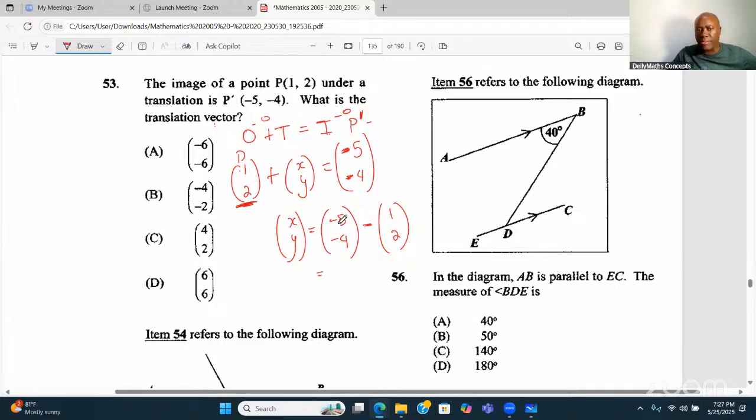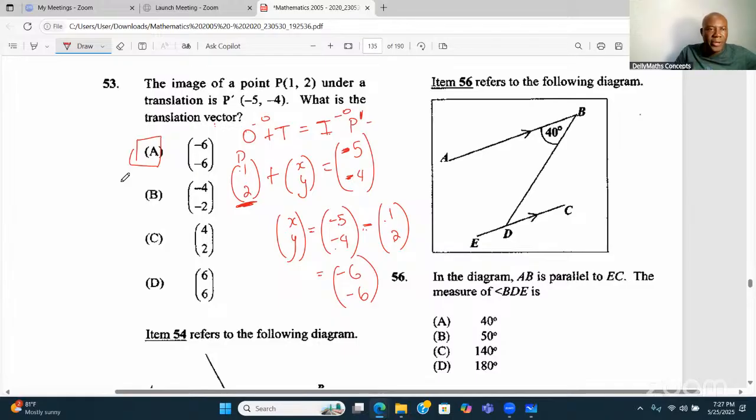So now you would have -5 minus 1, this is -6. -4 minus 2, -6. So my answer is -6, -6. I'm looking for that, and I'm definitely seeing it at A. Let me pause for a moment there to make sure that everybody is good with number 53 being A. Let's see if you're good. Let me know if you're all right. If not, I could re-explain, but definitely let me know what's going on for you right there.